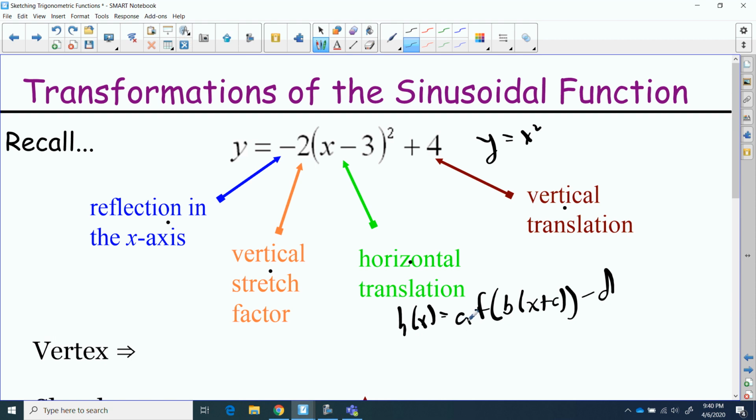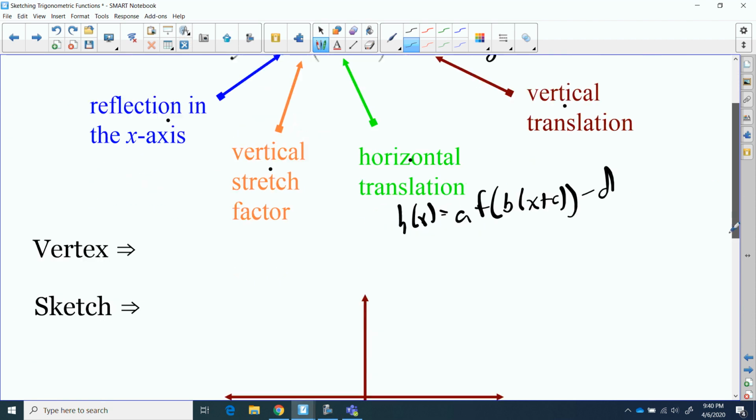So generally speaking, down here, the number in front is a reflection in the x-axis. That'll flip it over in the x-axis. This one is a reflection in the y-axis. We don't usually reflect these trig graphs in the y-axis, but you could run into it somewhere. This will be the horizontal stretch factor. This would be your horizontal translation, that'll move your graph left and right. And this would be your vertical translation, that would move your graph up and down. So if we go to this one and we apply these now, let's go down here to our trig graph.